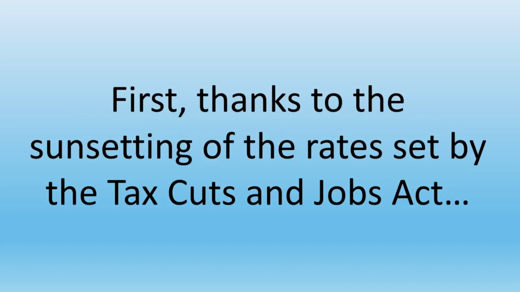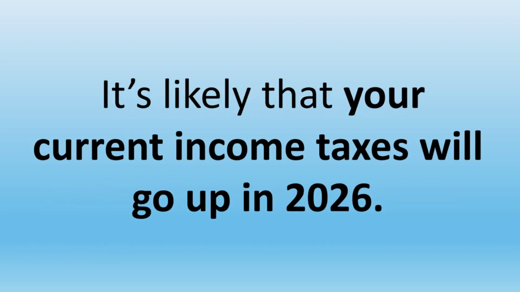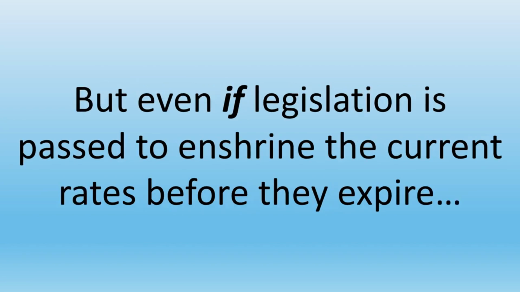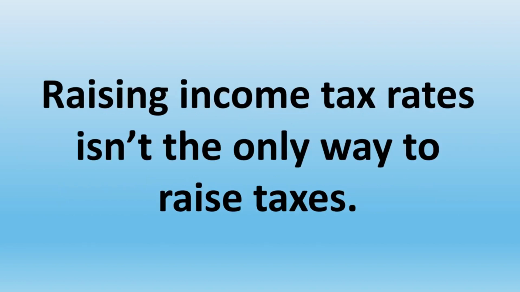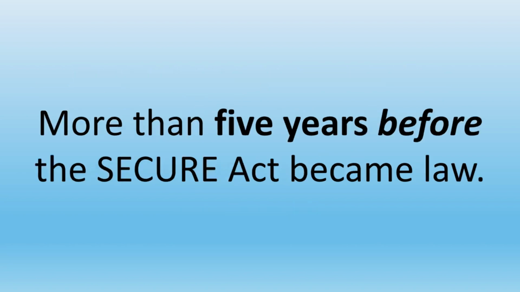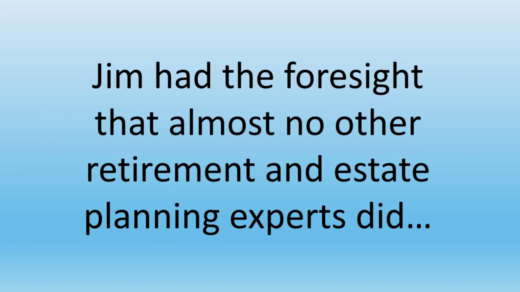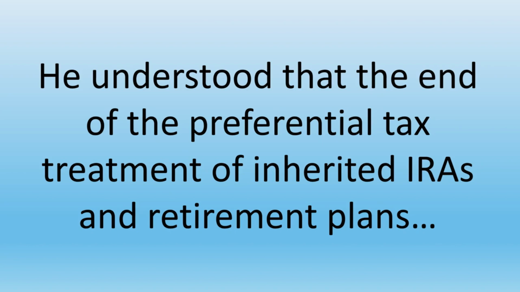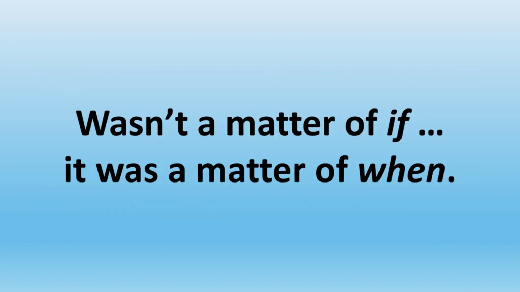First, thanks to the sunsetting of the rates set by the Tax Cuts and Jobs Act, it's likely that your current income taxes will go up in 2026. But even if legislation is passed to enshrine the current rates before they expire, raising income tax rates isn't the only way to raise taxes. Jim Lange predicted the death of the stretch IRA and advocated defenses against it more than 5 years before the Secure Act became law. Jim had the foresight that almost no other retirement and estate planning experts did. He understood that the end of the preferential tax treatment of inherited IRAs and retirement plans wasn't a matter of if, it was a matter of when.